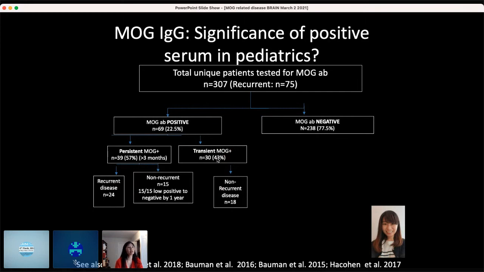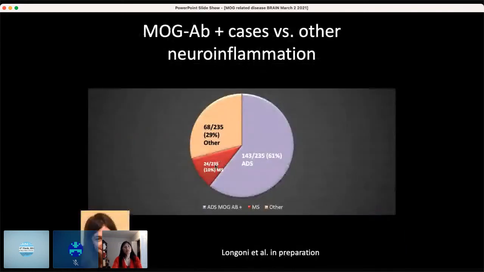And this has been shown by many other people at this point. So does MOG associate with a specific phenotype? Julia Longoni, who's in our group, has looked at this, and in the pediatric population, it appears that any patient with an MS diagnosis is highly unlikely to be MOG antibody positive. And those with other phenotypes of neuroinflammation, such as NMDA, which was described in the talk before, are also unlikely to be positive for MOG antibodies.